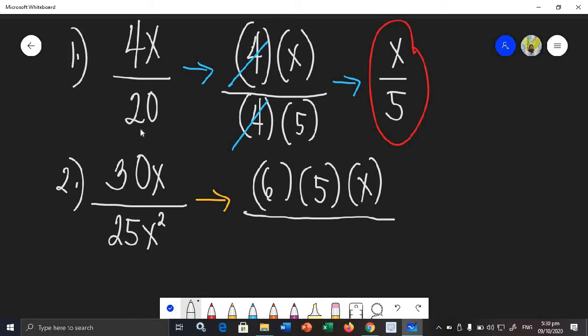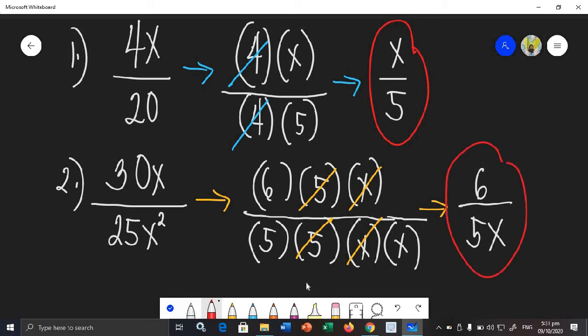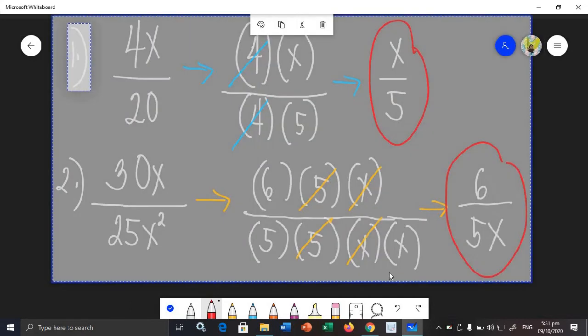So, pinactor natin tong monomial. 25, 5 times 5. Okay? Si x squared, paghiwalayin lang natin, x times x. Yan. And then we will cancel out common factors. Okay? So we can cancel out 5 and then x. Yan, same sila. Therefore, our simplified form will be the terms na naiwan. Okay? So 6 over 5 times x, 5x. So therefore, the simplified form of 30x over 25x squared is 6 over 5x. So ganun lang siya mag-simplify ng monomials.